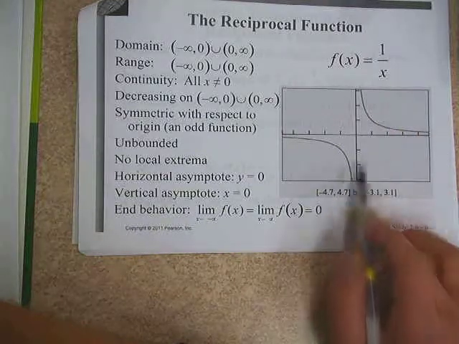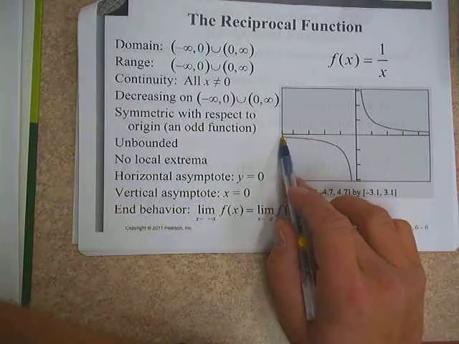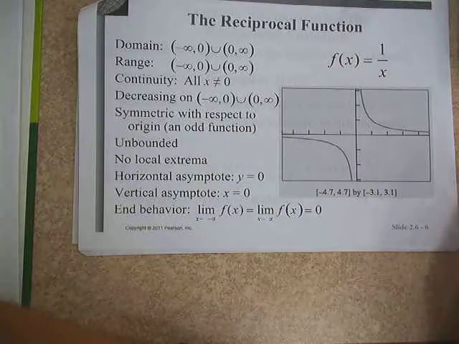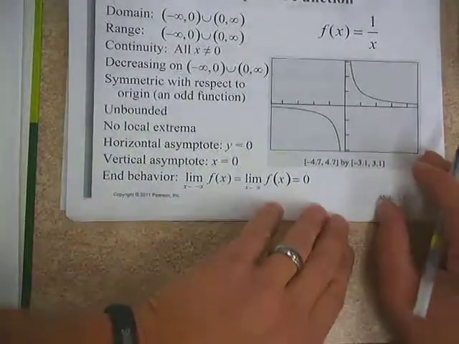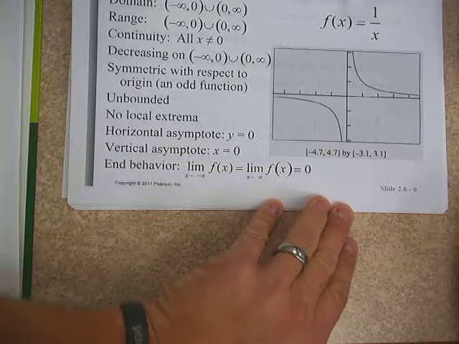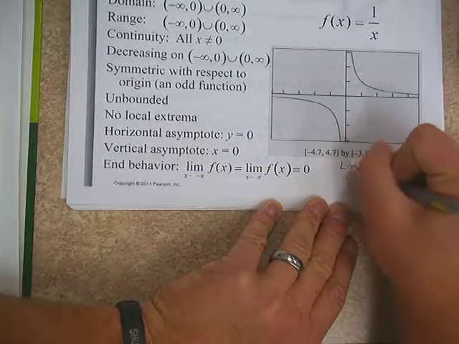Okay. And then, of course, the end behavior. As we go off to the right, what are the y-coordinates like? The y-coordinates get close to 0. As we go off to the left, the y-coordinates get close to 0 also.